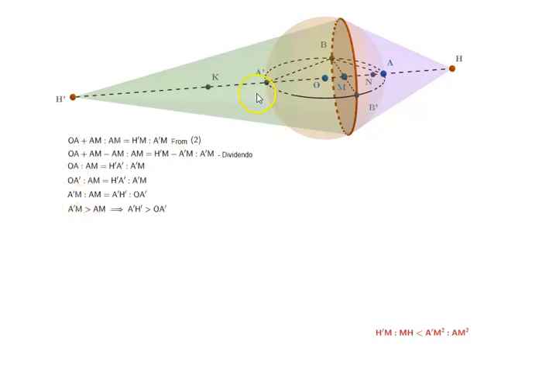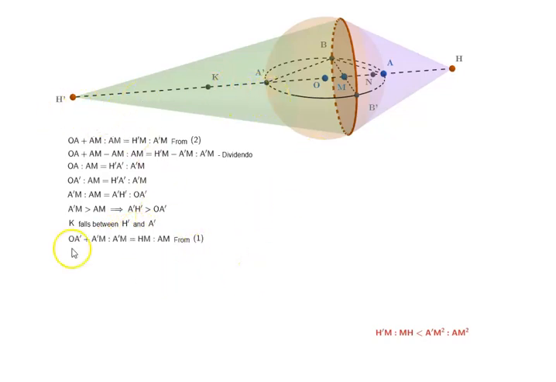Here A prime M is greater than AM. Why? Because remember we said that this plane cuts the sphere into two unequal parts where this part is greater than this part. So that is why A prime M is greater than AM. Which implies, because of this proportionality, that A prime H prime is greater than OA prime. What that means is K falls between H prime and A prime.